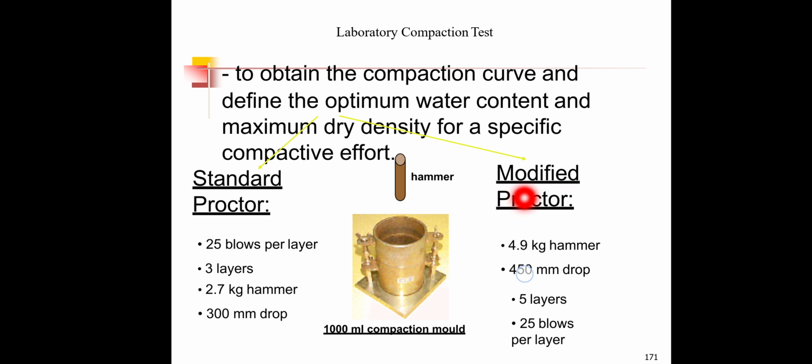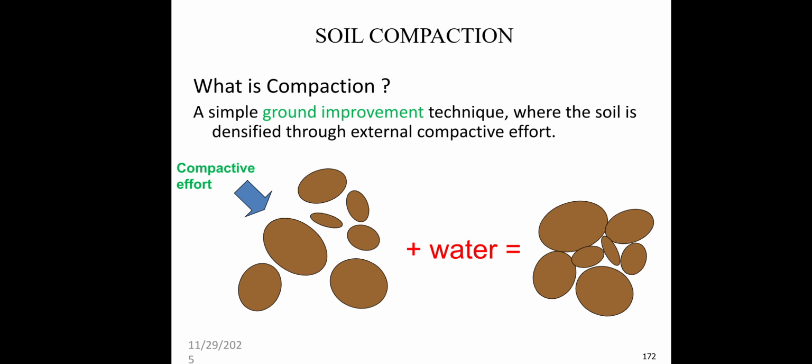For railway lines or runways, the modified Proctor test is used because they require a very high intensity of loads. If you adopt a standard Proctor test there, it will be a failure. To overcome that, we have introduced the modified Proctor test to enhance the strength. So again, let me get back to the simple aspect: compaction is a process of ground improvement by external application of force.